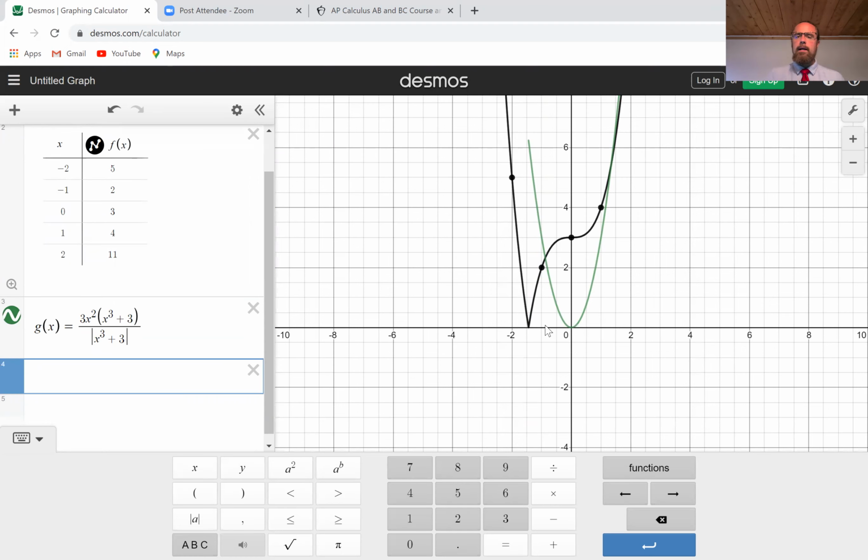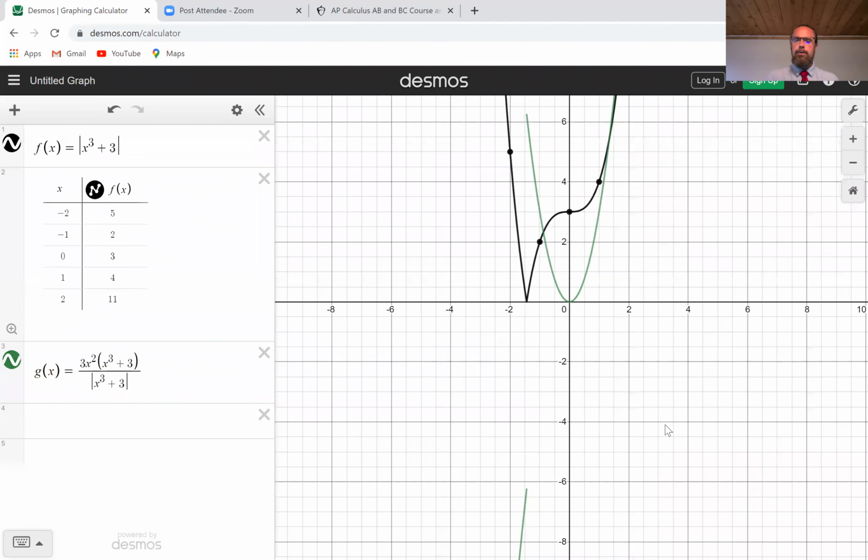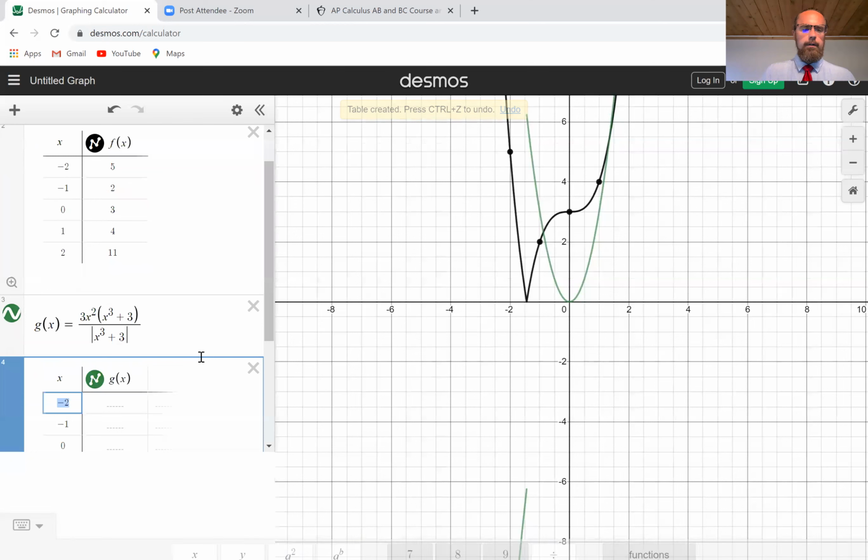So here's our graph. We really need to notice what's happening down below. So notice the parabola, it is a quadratic, but because of the absolute value in the denominator, I have a reflected piece. Really, it's right where that original function hits the x-axis. Let's get a table for that green derivative.